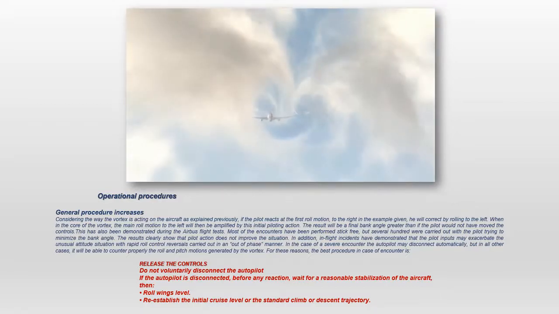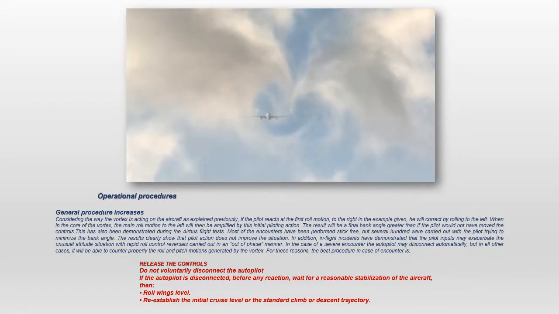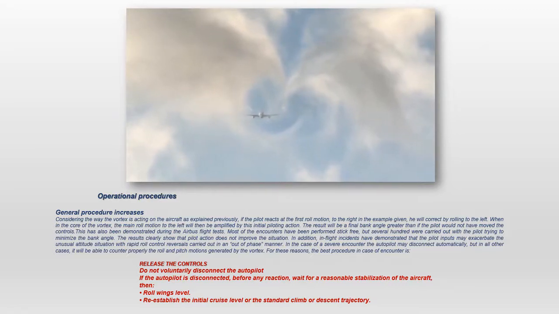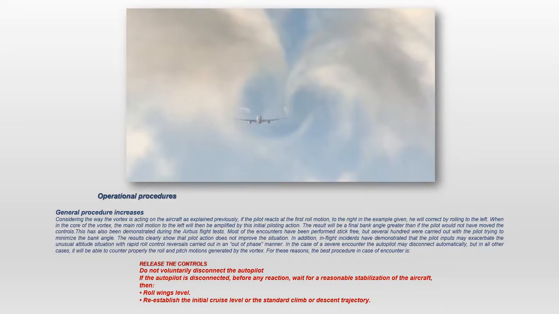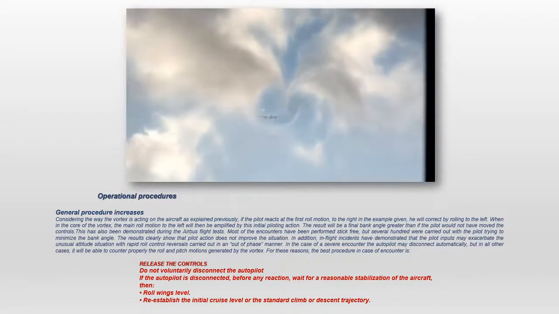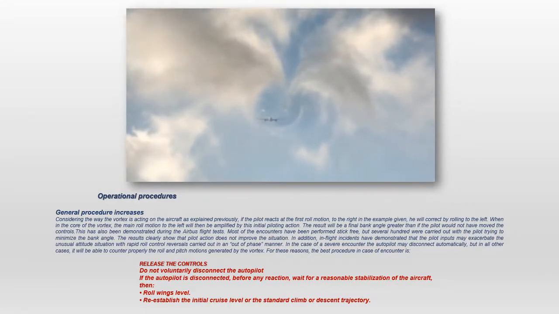In the case of a severe encounter, the autopilot may disconnect automatically. But in all other cases, it will be able to counter properly the roll and pitch motions generated by the vortex. For these reasons, the best procedure in case of encounter is: release the controls. Do not voluntarily disconnect the autopilot. If the autopilot is disconnected, before any reaction, wait for a reasonable stabilization of the aircraft, then roll wings level. Re-establish the initial cruise level or the standard climb or descent trajectory.